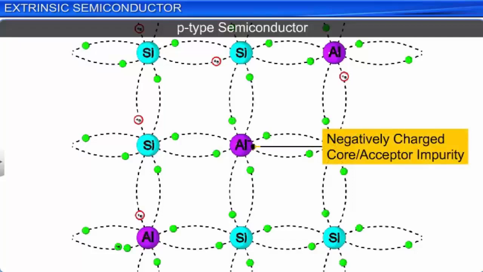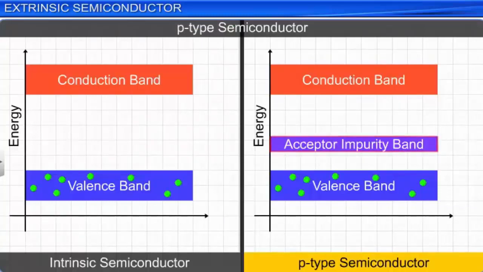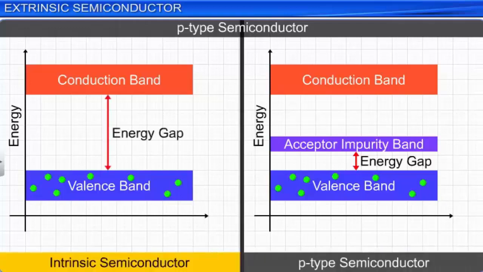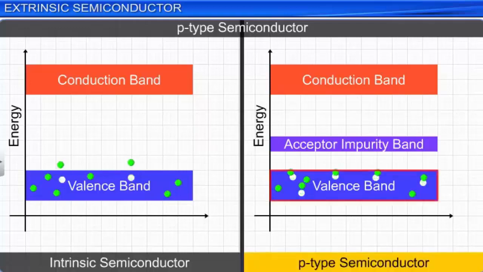A p-type semiconductor has an acceptor impurity energy band that lies just above the valence band. Thus, the free electrons can leave the valence band by covering a much smaller energy gap as compared to an intrinsic semiconductor. Valence electrons in p-type semiconductor can move from the valence band to the acceptor impurity energy band even at room temperature to create holes in the lattice. Thus, electrical conductivity of a p-type semiconductor is much better than an intrinsic semiconductor.